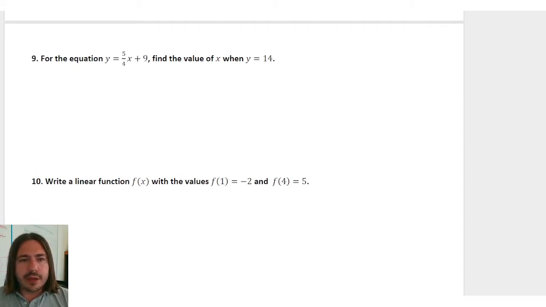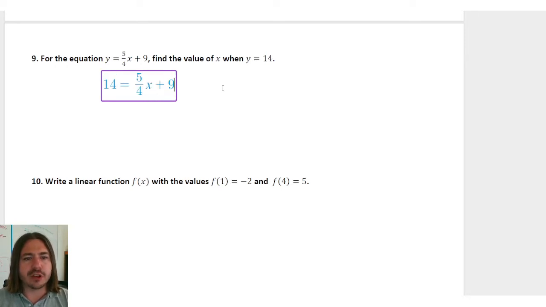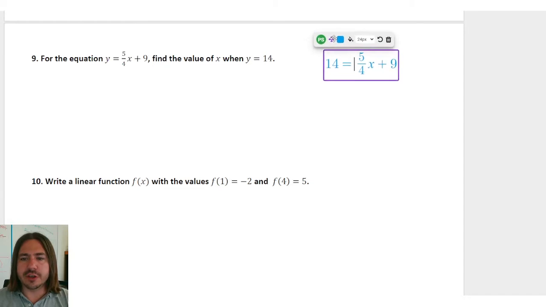For number 9, it says for the equation y equals 5/4 x plus 9, find the value of x when y is 14. So they're giving us one of the variables and we're trying to find the other. It's almost like giving half of a solution and trying to figure out what the other half is. So all you have to do here is just substitute y with what it is, 14, and we're going to solve for x. So I'm just going to start with this equation here.